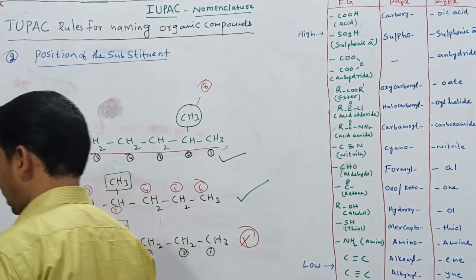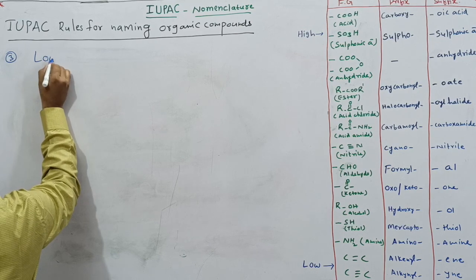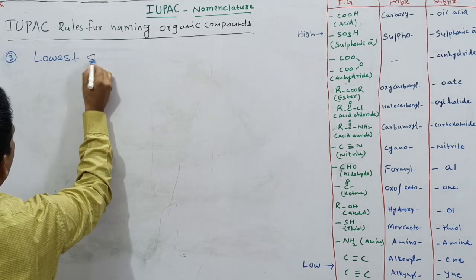We will go for the third rule. The third rule is the lowest set of locants rule.